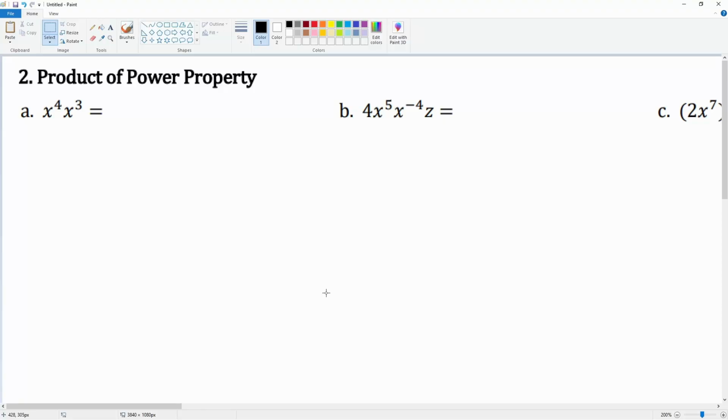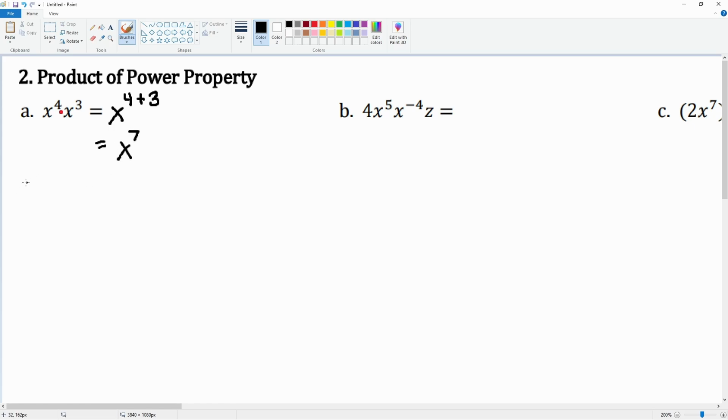Number two, we're going to look at the product of a power property. So right here, notice these are just going to be multiplications of each other, right? So here it would be x, which is the base. The 4 is going to be added to the other exponent of 3, leaving you with x to the 7.